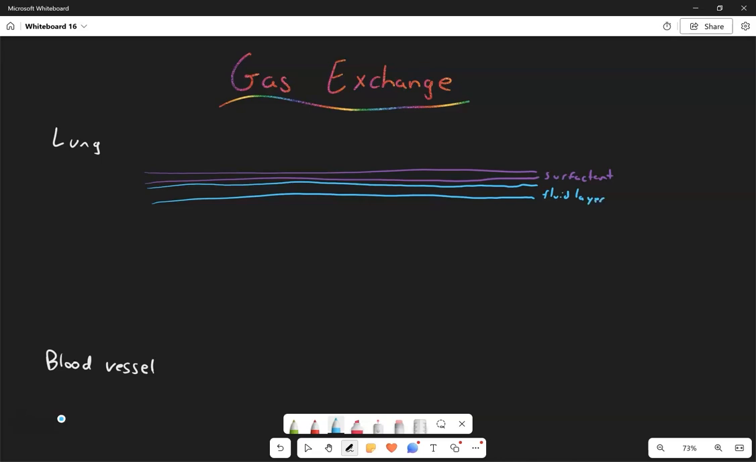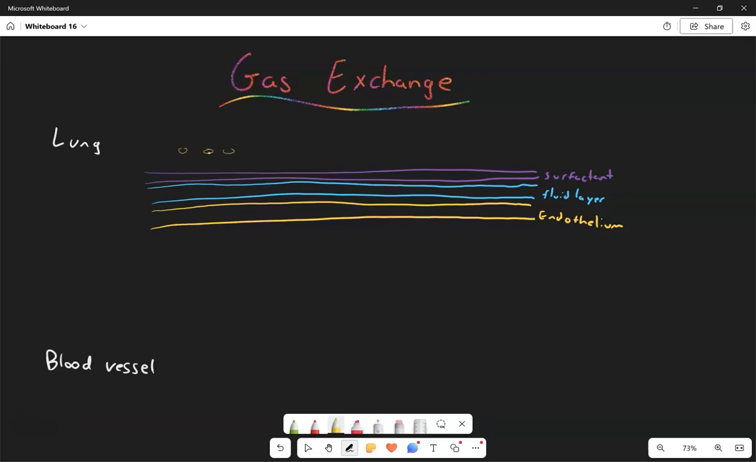Now, deep to our fluid layer, we have the endothelium, the cells that surround the alveolar space. So this is our endothelial layer. And so our little oxygen molecules sitting up here have to diffuse through all of this stuff.